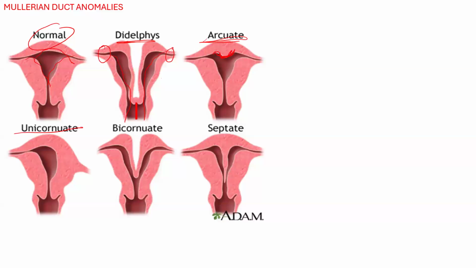Then in this one, it's a unicornuate uterus. You just have one horn. What happens here is that one of the Müllerian ducts involutes. Okay, it involutes.